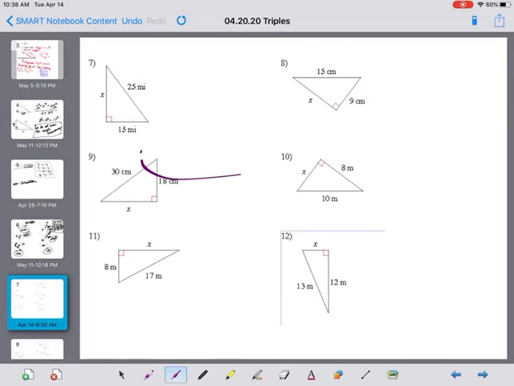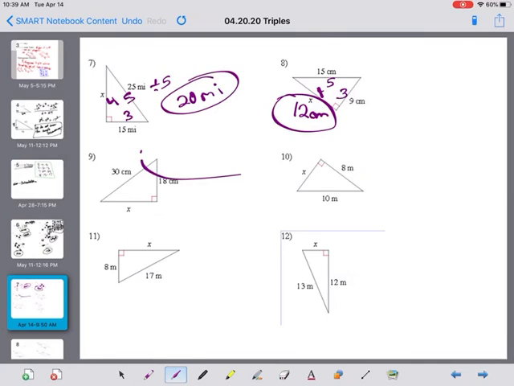So number 7, is divisible by 5. So divide by 5, you get 5. Divide by 5 is 3, so then 4. 4 times 5 is 20 miles. Number 8, divide by 3. So 5, 3. So what's the missing side? Good, 4. 4 times 3 is 12 centimeters.